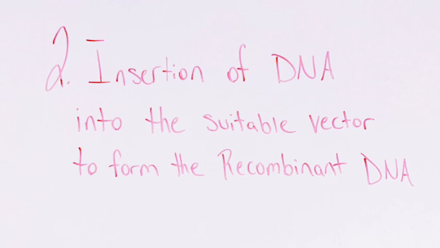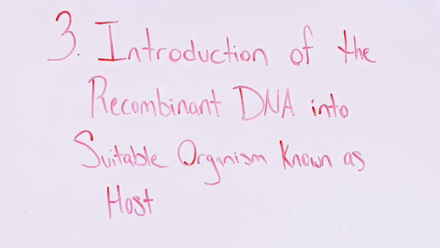Step 3. Introduction of the recombinant DNA into a suitable organism known as the host. When our recombinant DNA molecule is ready, we need to introduce it into a living system known as the host. This is done either for one or both of the following reasons. A. To replicate the recombinant DNA molecule in order to get the multiple copies of our GI, or B. To let our GI express and produce the protein which is desired.